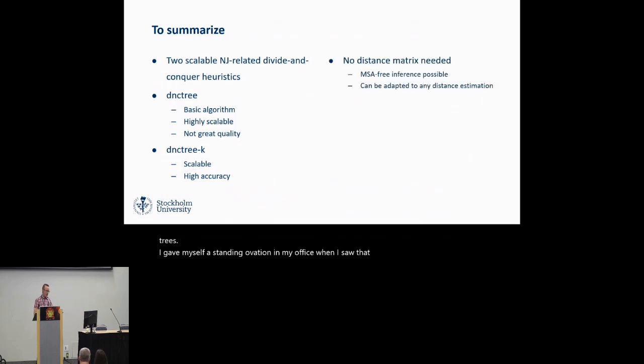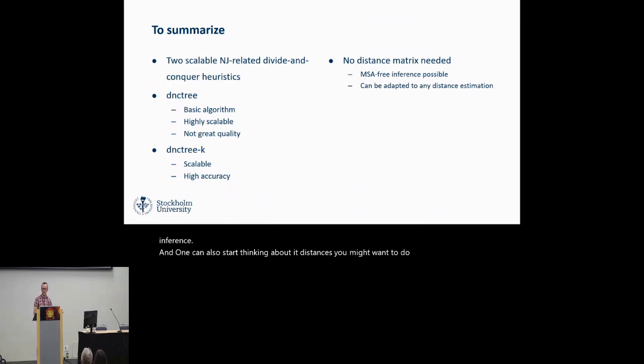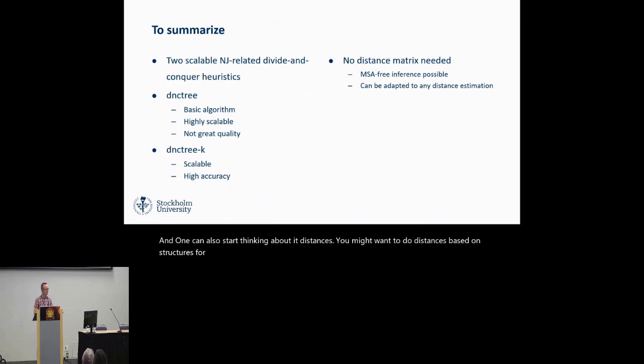And I think it's very nice that you don't need a distance matrix for this. So we can start talking about MSA-free inference. And one can also start thinking about other distances. You might want to do distances based on structures, for example. And then suddenly this becomes a very cheap method to work with.